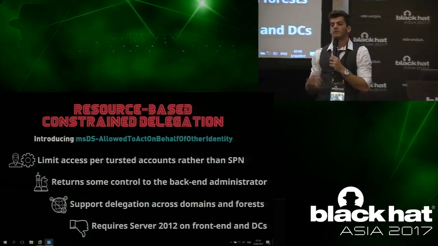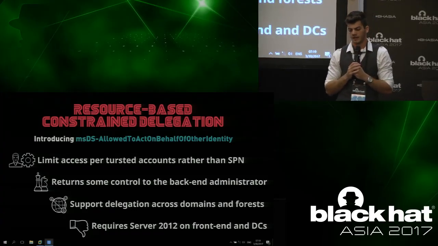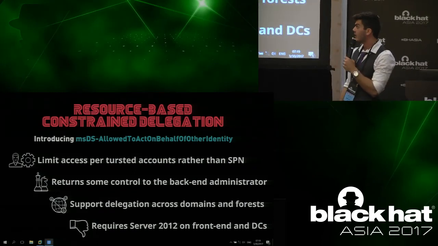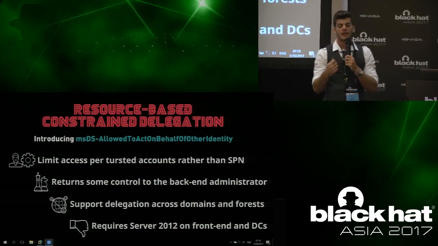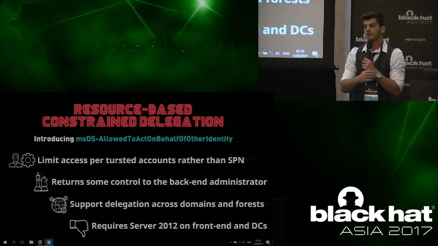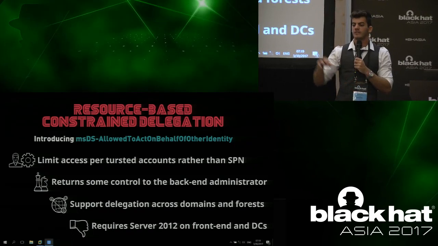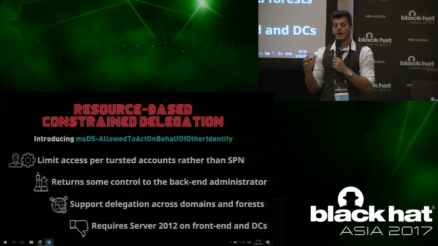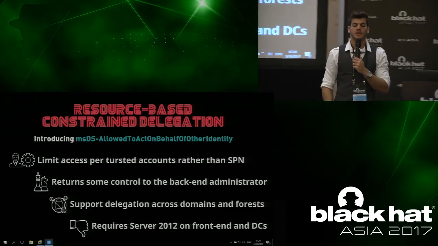Microsoft in Windows 2012 did realize that the service principal names are not a security boundary, and they invented the resource-based constrained delegation with a new attribute, very long, allowed to act on behalf of other identity, which basically means that they are now changing from restricting by per service principal name to restricting by delegating accounts. This attribute is assigned to the backend instead of the front end, which means that the backend now has control and decides which accounts can delegate access. However, it no longer works with the service principal name.